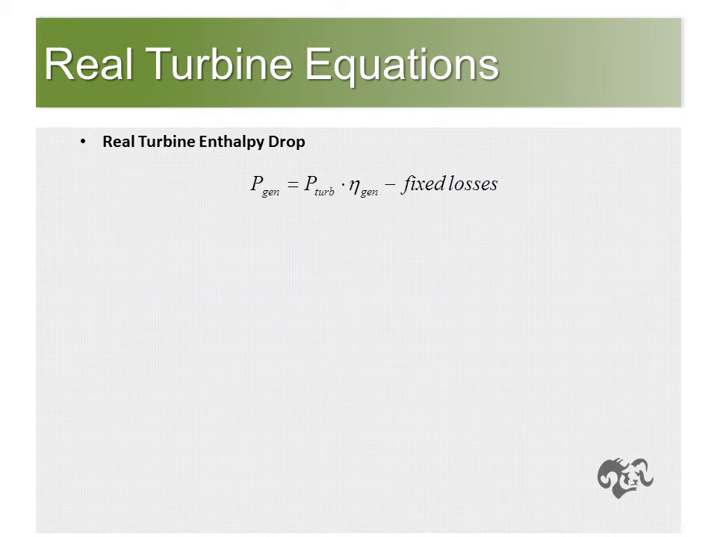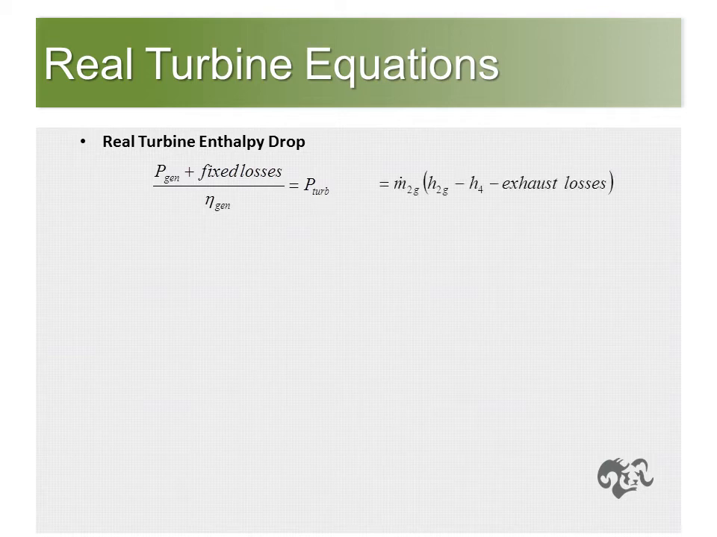In reality, there are relatively fixed frictional losses that need to be accounted for. These might be on the order of about 300 kilowatts for a typical flash turbine generator unit. On the electrical side of things, solving for the turbine power output gives this. On the thermodynamic side, the turbine power is this.